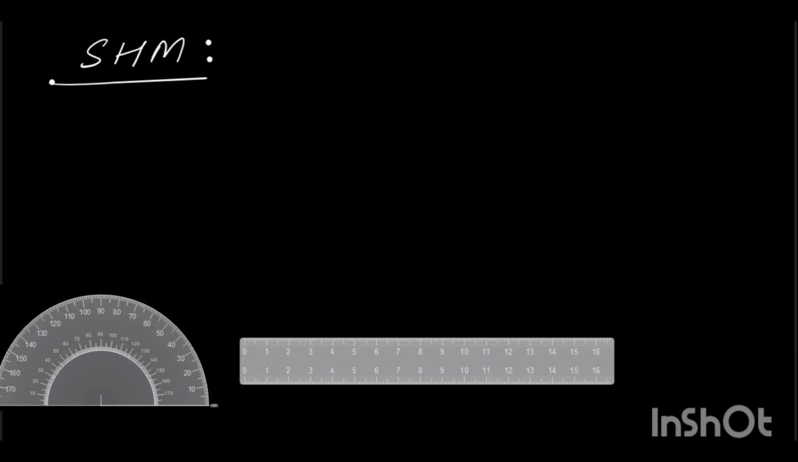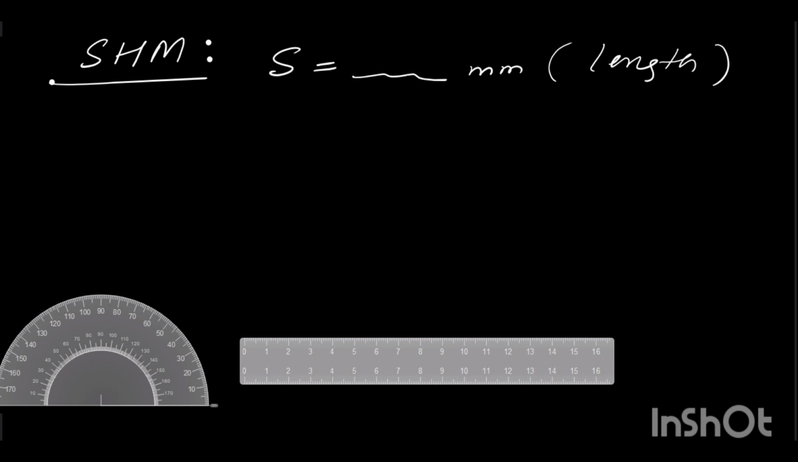In the question, the size of the follower will be mentioned as S. For example, it may be given in millimeters, because that is the size or length. This is the length of the follower or the maximum lift of the follower. S is nothing but the stroke, or the total lift of the follower.